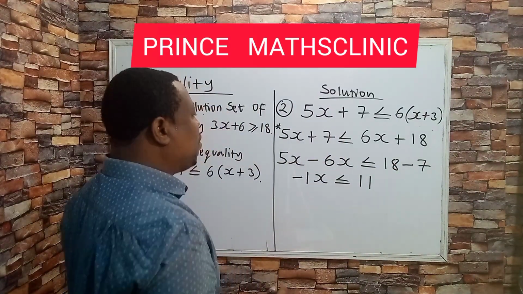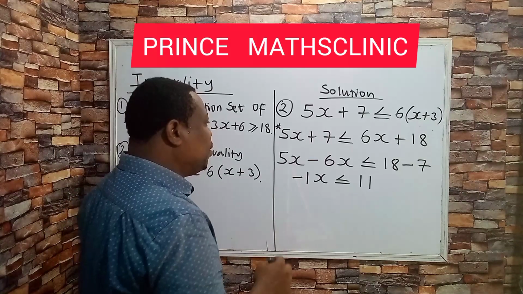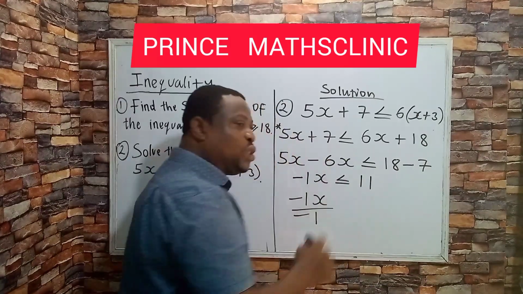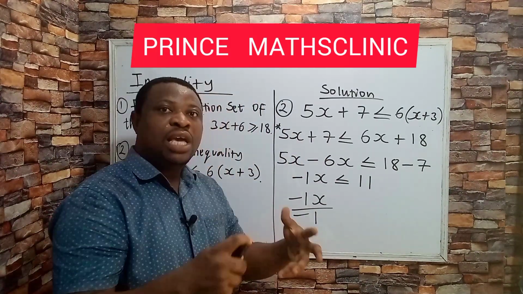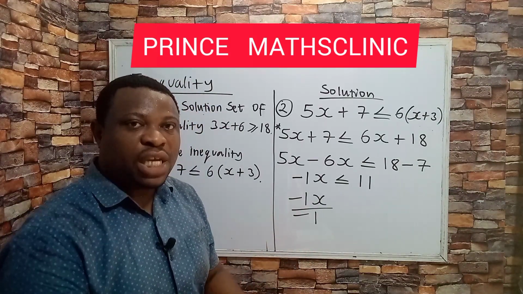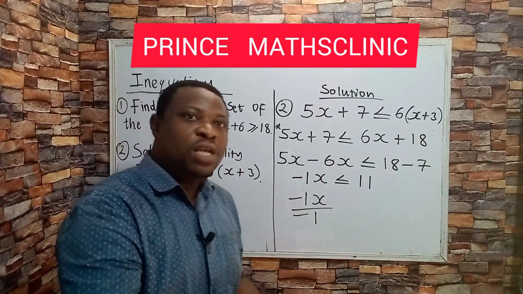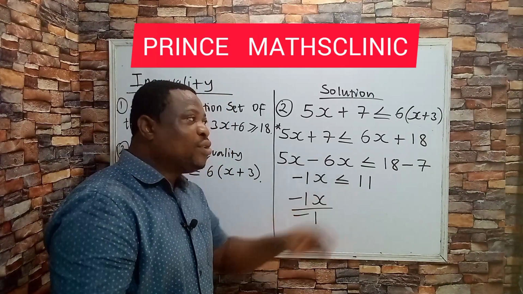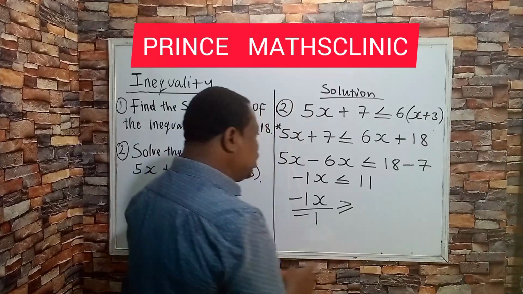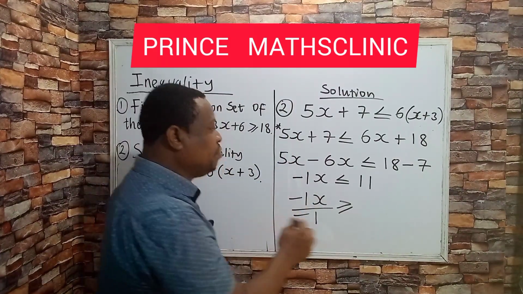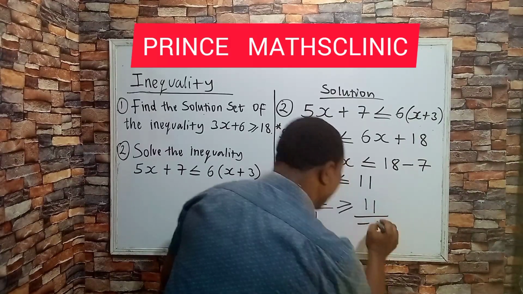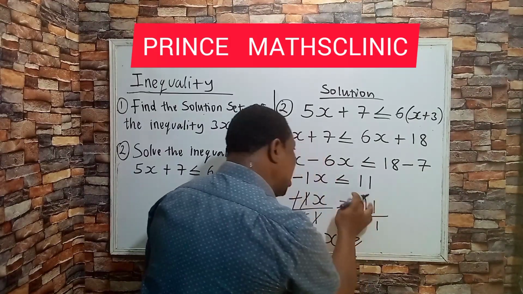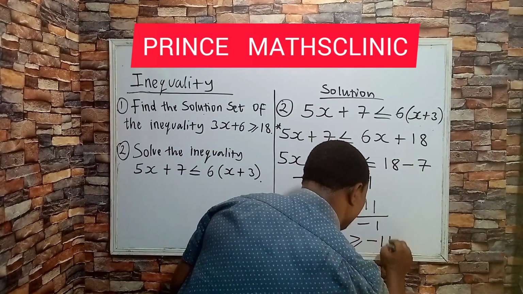18 minus 7 gives you 11. Now I have a negative here, I can't leave it like this. So the moment I divide this by negative 1, my inequality must change. Remember, the second property says that when an inequality is combined with a negative number, the inequality sign changes. Less than or equal to becomes greater than or equal to. Now why is it changing? Because we have divided this by negative 1, and what you do to the left you must do to the right. So minus will cancel minus, 1 will cancel 1, therefore x will be greater than or equal to 11 divided by negative 1, which gives you negative 11.